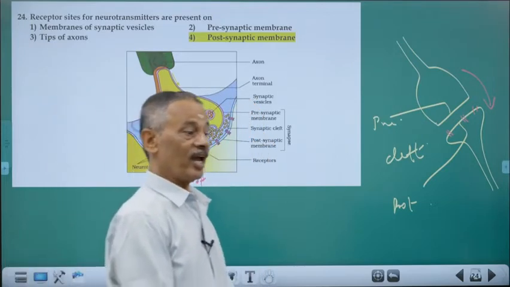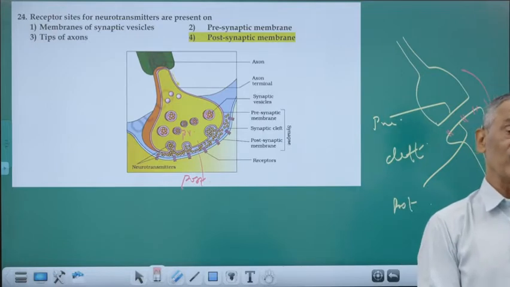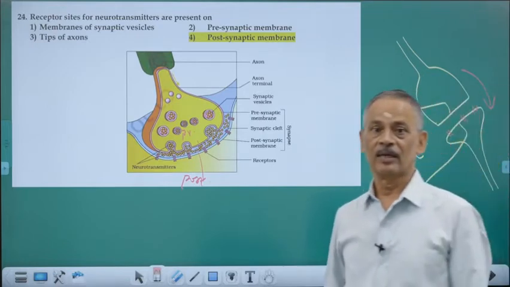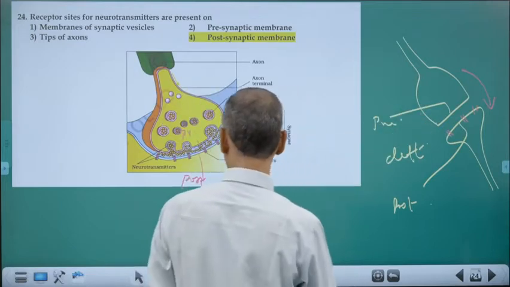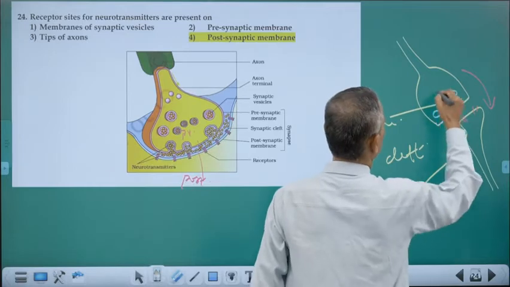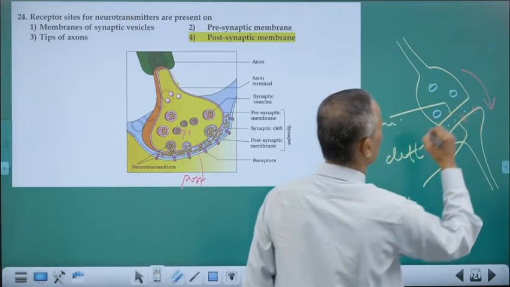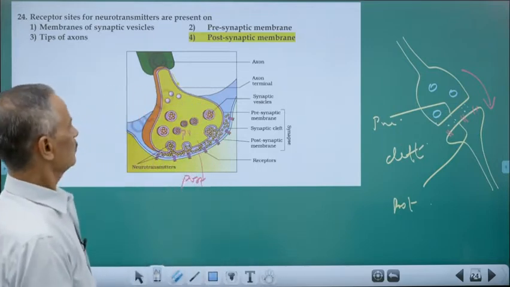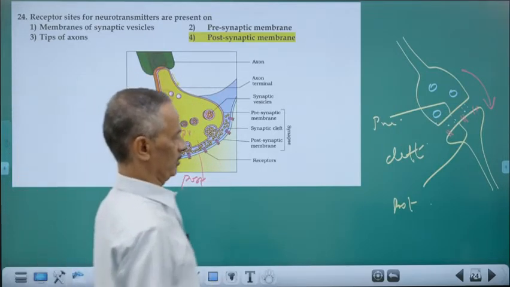Remember, synapses are unidirectional, sending signals only in one direction. It is because of this type of arrangement. Synaptic vesicles are present only here, and the messenger molecules are falling here. So only from axon to dendron messages are coming.